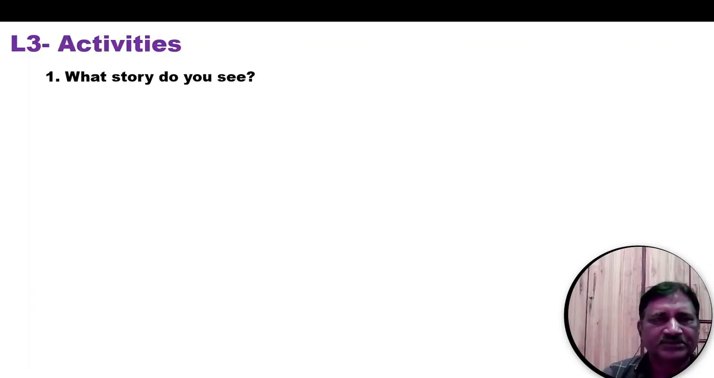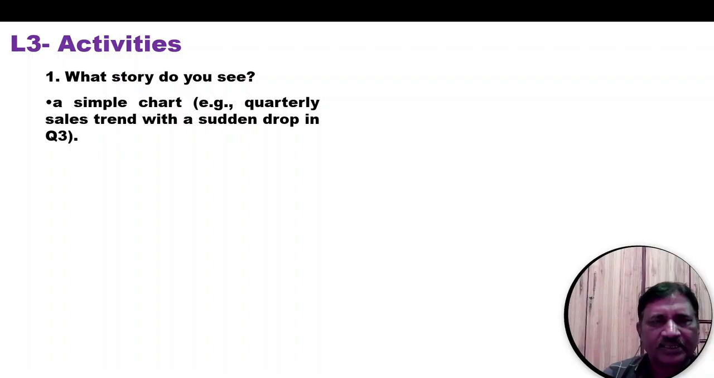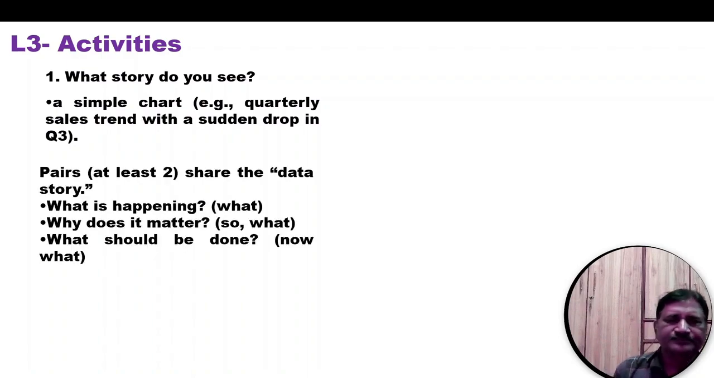Now, lastly, we'll be seeing some activities. What story do you see? A sample chart, for example, shows quarterly sales trends with a sudden drop in quarter three. We will have two or three pairs, as in earlier lectures, to share the data story. What is happening? Why does it matter? So what? And what should be done? Now what?